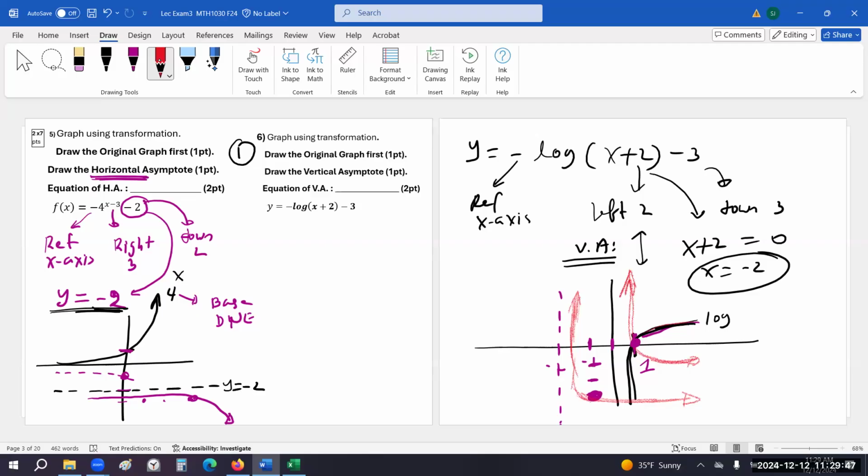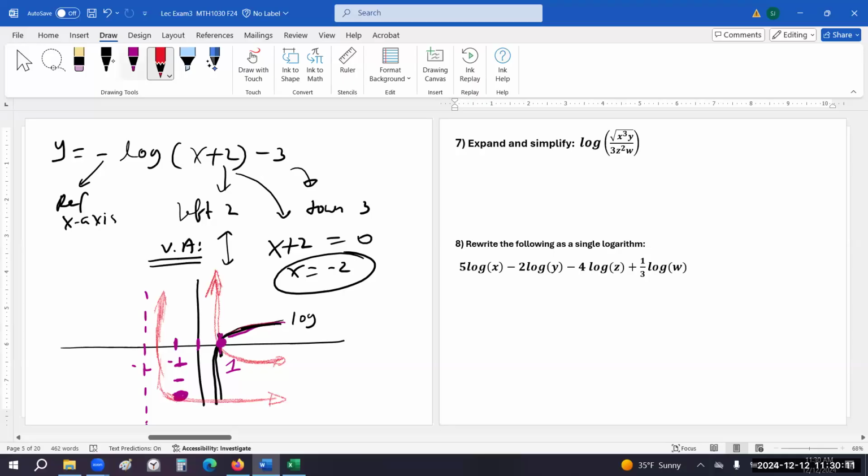Surprisingly, many of you were able to do log but couldn't do exponential, and many of you could do exponential but couldn't do log. Only a few were able to do both. But remember, there's a high probability of having one of them in your final exam. I don't know which one.